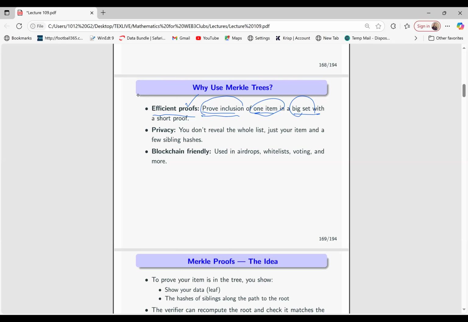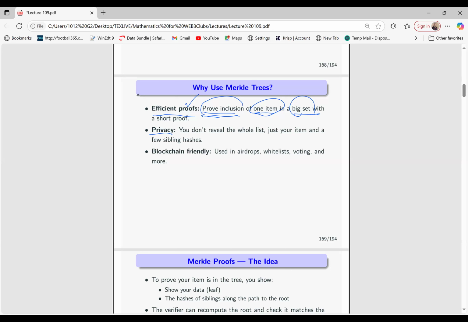Because it's possible to write a proof and prove that a set has some point. A point A is included in that set, for instance, or prove inclusion. But what about efficiency? Those proofs without Merkle trees may not be efficient. So that is why Merkle trees come in.